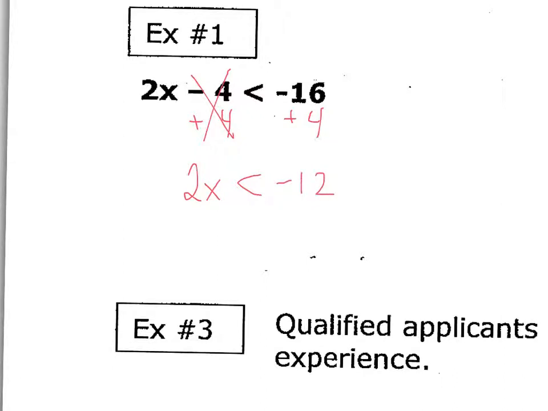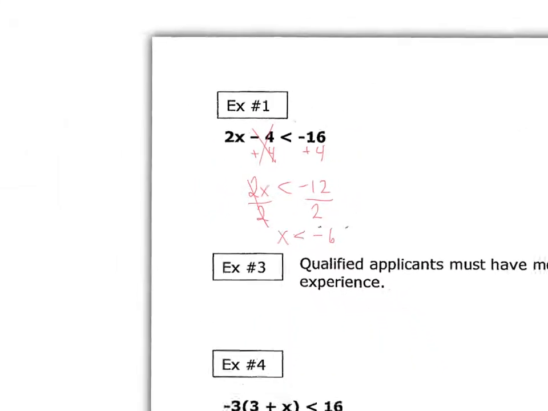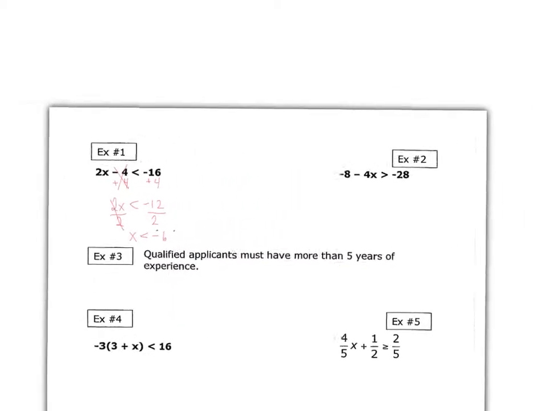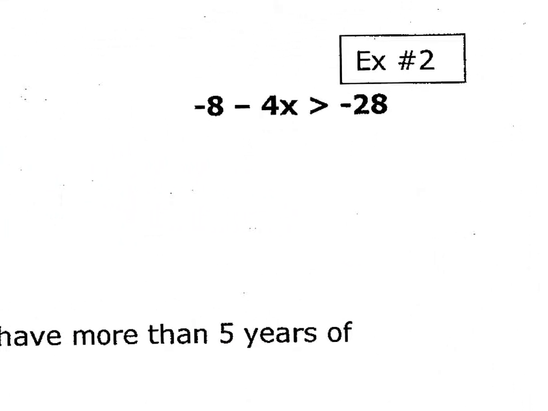And then, of course, we undo multiplication with division. So divide each side by 2. And those 2's would cancel out. And that would give us x is less than, and -12 divided by 2 gives us -6. Okay, so we're doing these exactly like we would a 2-step equation back from a few units ago. So let's try another one real quick.